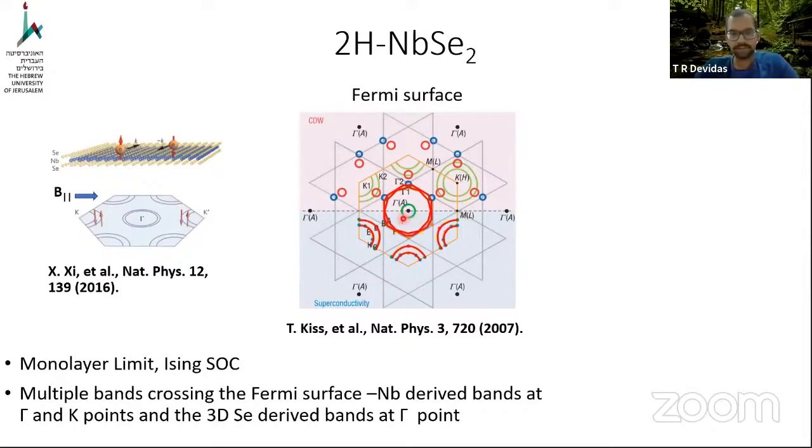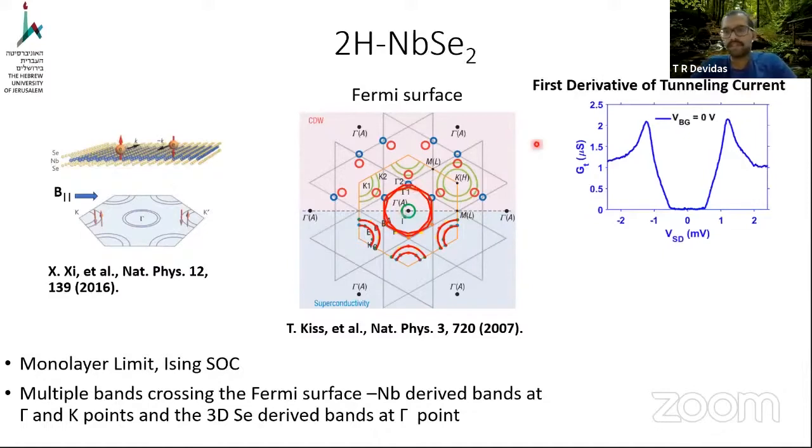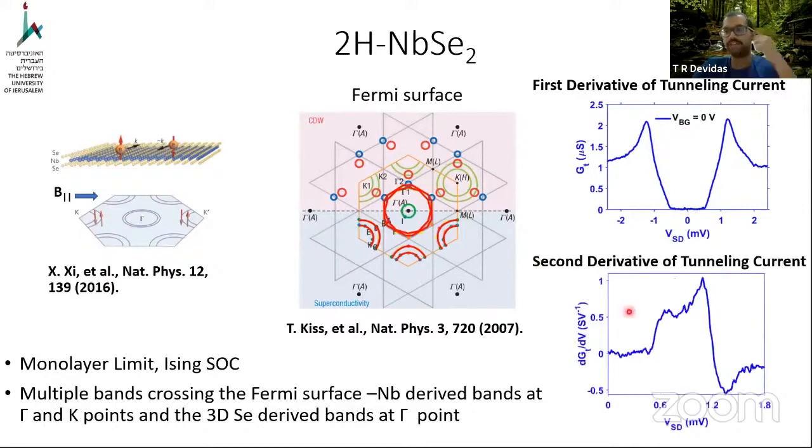This has led to debates on what type of superconductivity is in the system, whether it's anisotropic or a multiple band system. From our tunneling measurements, this is the first derivative of the tunneling current. If you take another derivative, the second derivative, we see that you have two features which crop up at 0.6 millivolt and 1.2 millivolt. 1.2 millivolt is the value of the quasi-particle peak, the measured gap of the niobium-derived bands, and the one at 0.6 is mostly associated with selenium-derived bands.